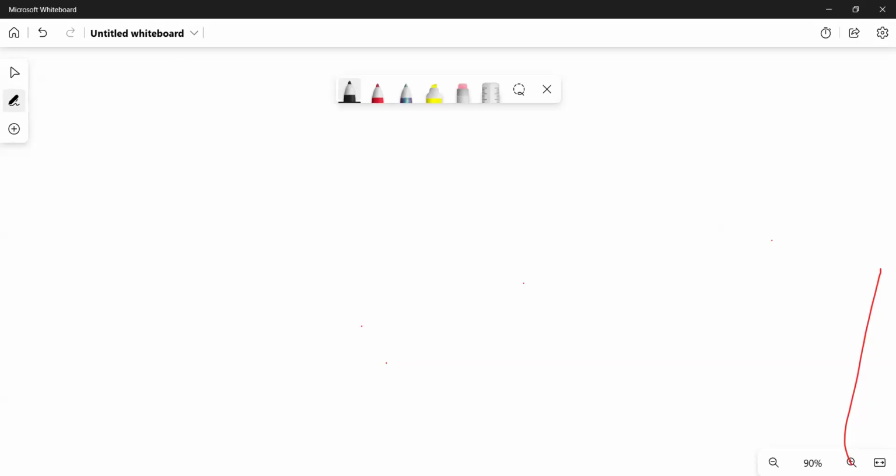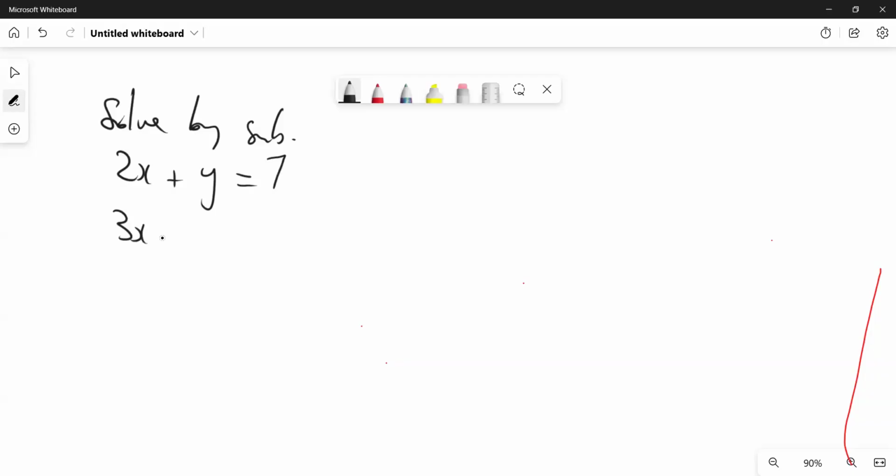Let's say you have to solve by substitution. You get 2x plus y equals 7, and 3x minus 2y equals 7. So here you have two equations. Let's name them. Call this equation 1. Call this equation 2.